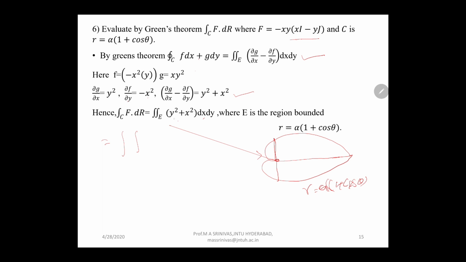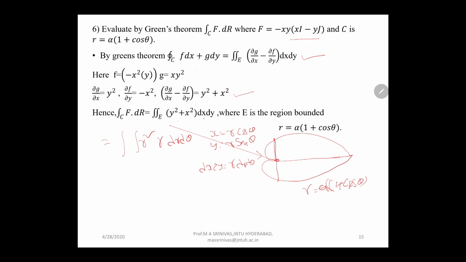I am converting that to polar coordinates. What is the polar coordinate conversion? x is r cos theta, y is r sin theta. In polar coordinates, dx dy is r dr d theta. This we learned. So x square plus y square is r square, and dx dy is r dr d theta. And what are the limits for r and theta?